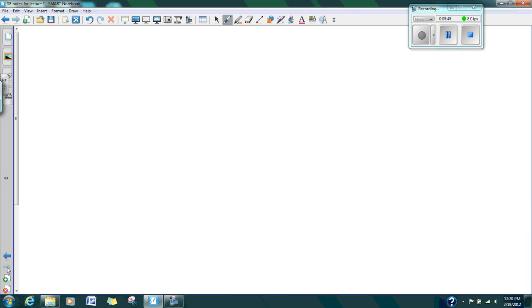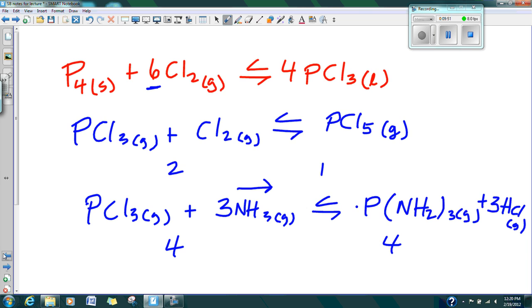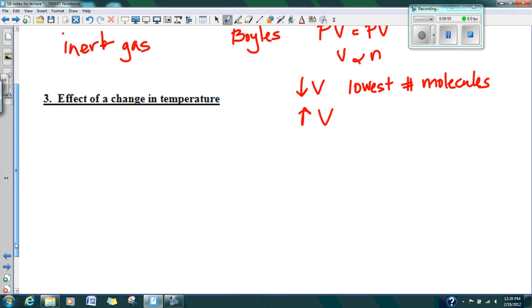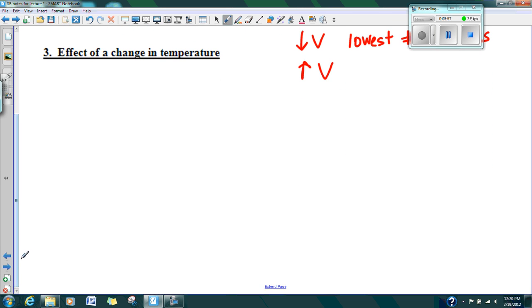Okay, and then the last thing in LeChatelier's principle, let's see, it was back here, is the effect of change in temperature. Well, we should know by now that gases are greatly affected by temperature. And so there is going to be a change in K. So if I have a change in temperature, there is going to be a change in my equilibrium constant due to the temperature effects. So here we have to take a look into an endothermic and exothermic reaction.